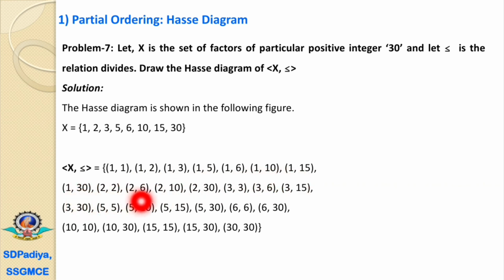Then (2,2), (2,6), (2,10), (2,30). Then (3,3), (3,6), (3,15), (3,30). And same for the elements 5, 6, 10, 15 and 30. Now to draw its Hasse diagram, we will draw at first, that is 1.